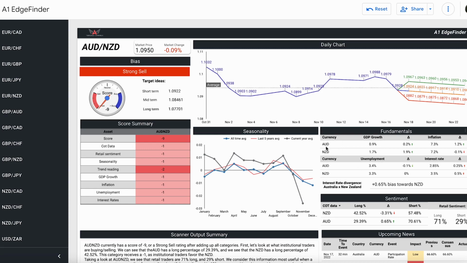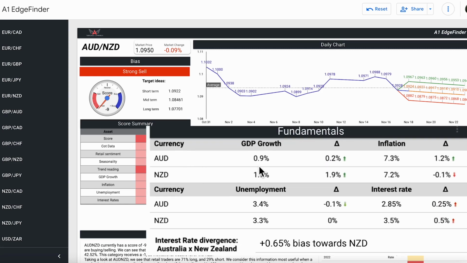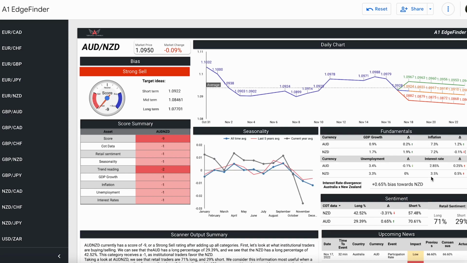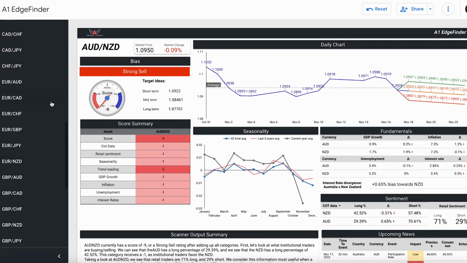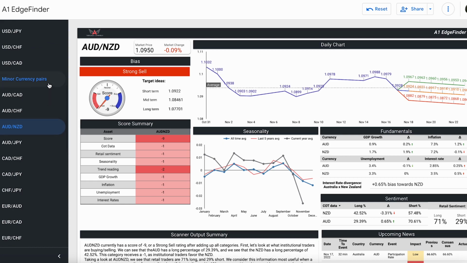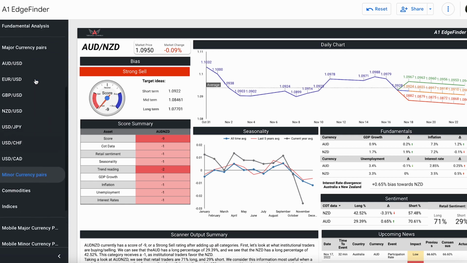And we can take a look at that right here. Australia GDP growth 0.9% compared to New Zealand's 1.7%. Australia's unemployment sits at 3.4 compared to New Zealand's 3.3. Inflation in Australia is at 7.3% compared to New Zealand's 7.2, and interest rates are 2.85% in Australia compared to 3.5 in New Zealand. So in some instances, it is close, unemployment and inflation being a difference of just 0.1%, yet New Zealand is still beating out Australia in those metrics. So this is definitely looking like a strong sell here.